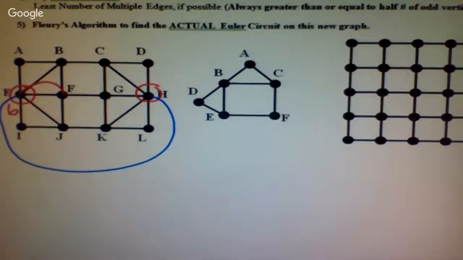You can only duplicate what is there. There is not an edge that connects E to H. So that's a no-no. It's making a multiple edge. You have to make a multiple edge. Okay, so watch. Hold on.